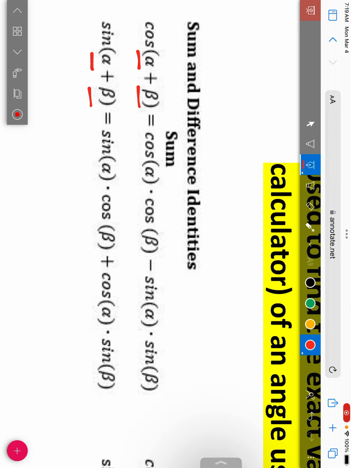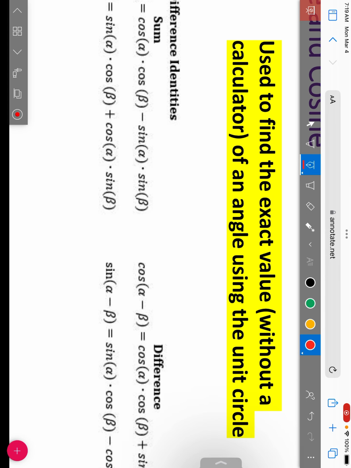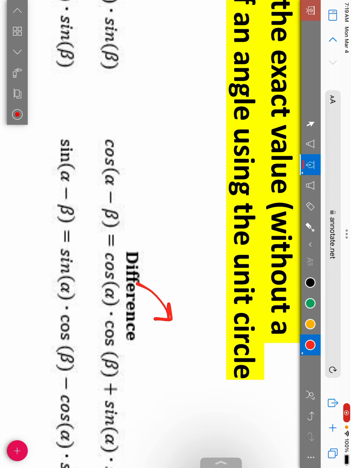Then we also have the difference. For the difference, order does matter. Alpha should be your larger angle, and beta should be smaller. But when we think about addition, order doesn't matter. 5 plus 2 is the same as 2 plus 5. So it doesn't matter which one you make alpha and beta for the sum, but it does matter for the difference.